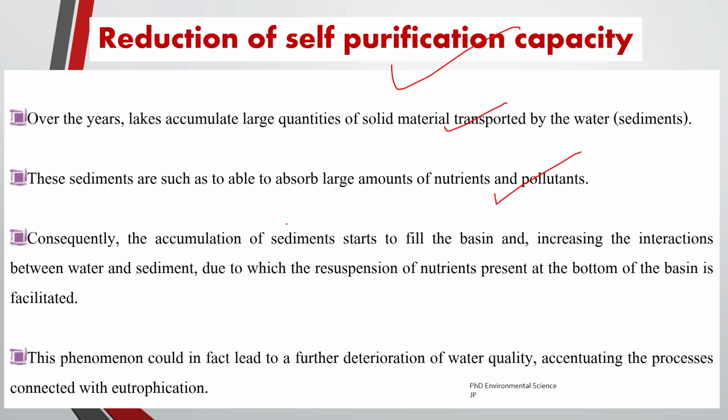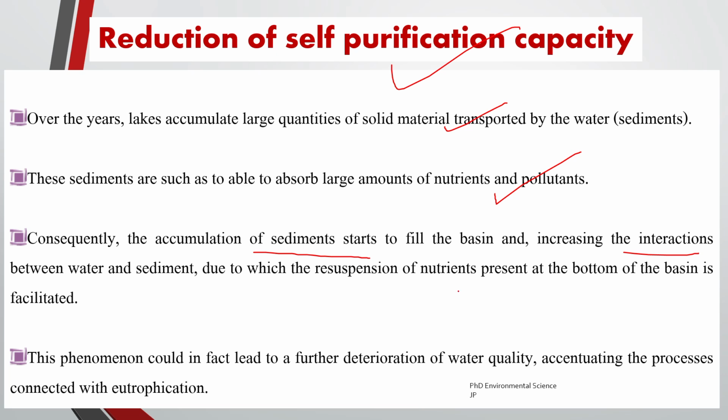As the sediments accumulate, they start to fill the lake basin. This reduces the lake's depth and volume, altering its physical and ecological characteristics. The reduction in depth can make the lake more susceptible to temperature changes and influence the distribution of aquatic habitats. The accumulation of sediments increases the contact area between the water and the sediment, enhancing interactions between them.